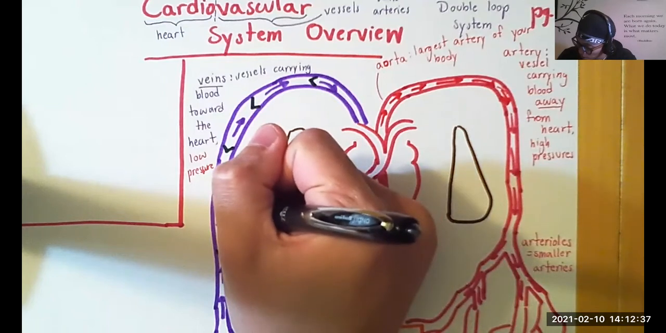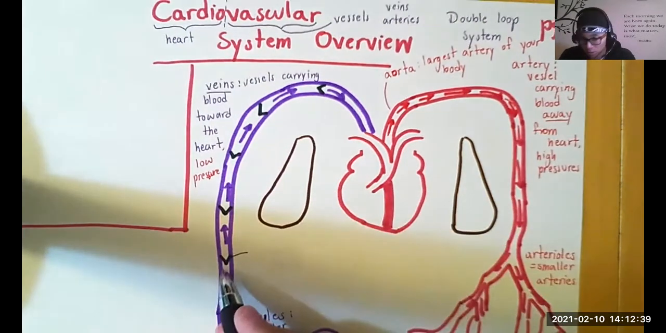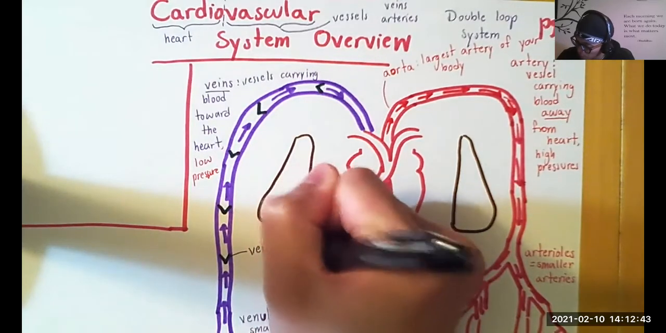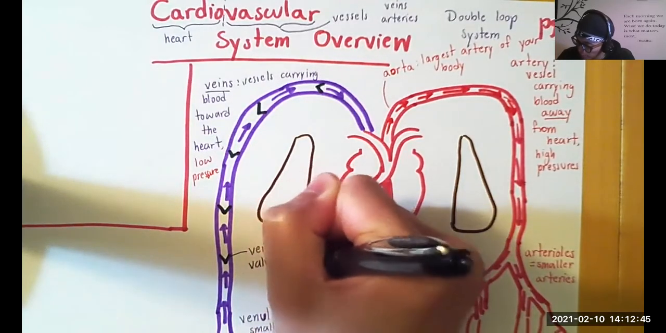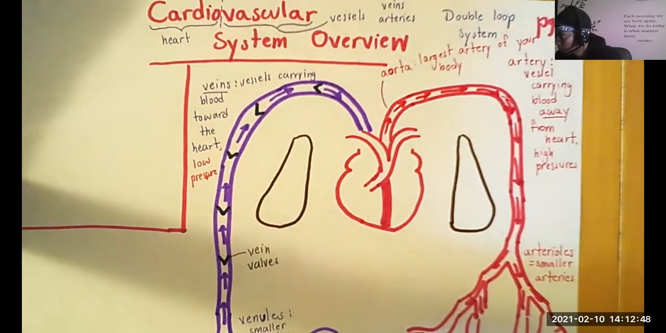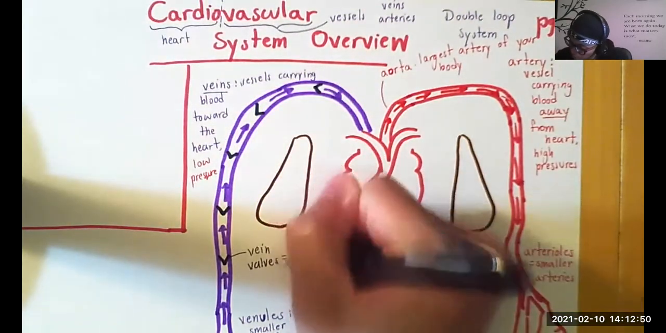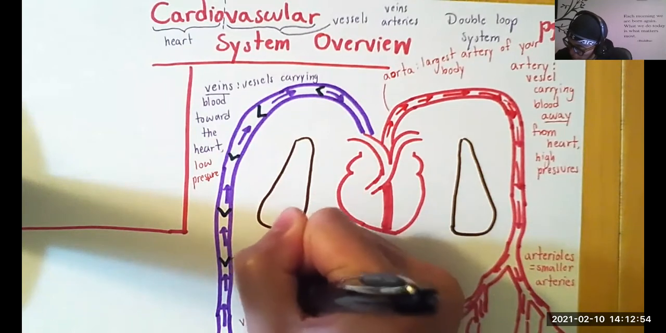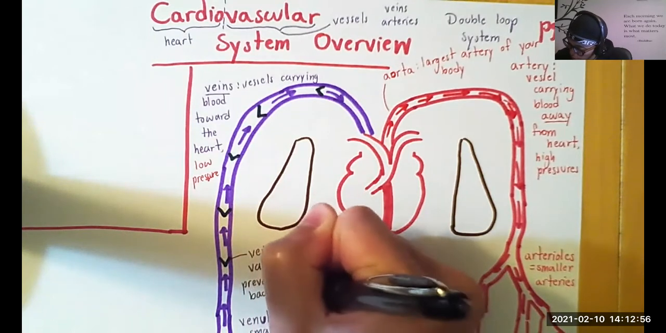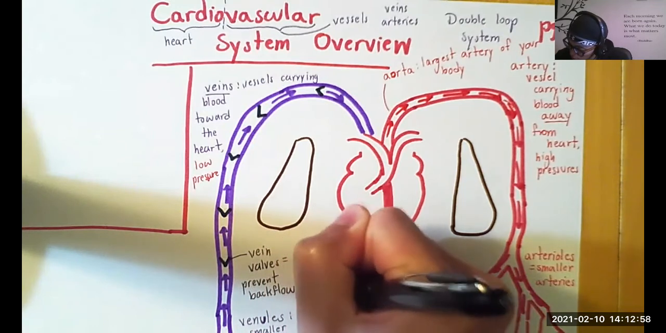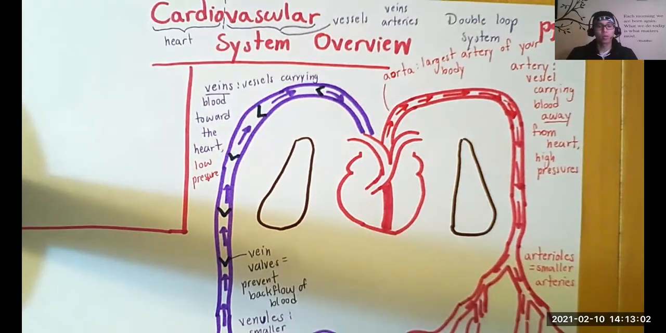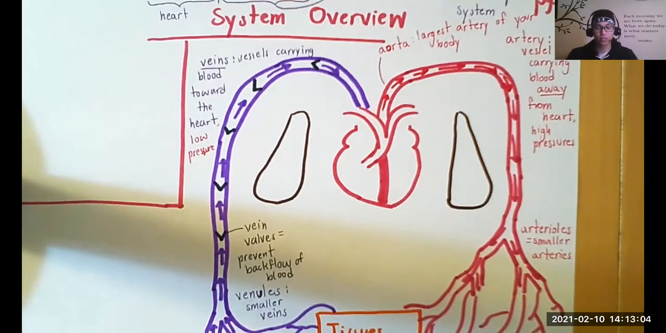So here, these little V's, vein valves. Vein valves prevent backflow of blood. Imagine trying to roll a bowling ball up a hill. Gosh, sounds like a Greek torture.